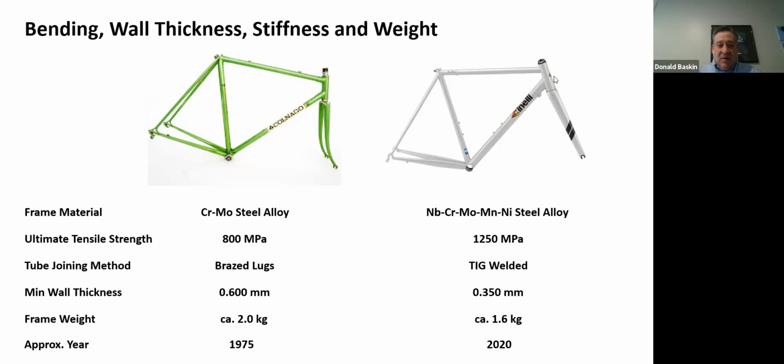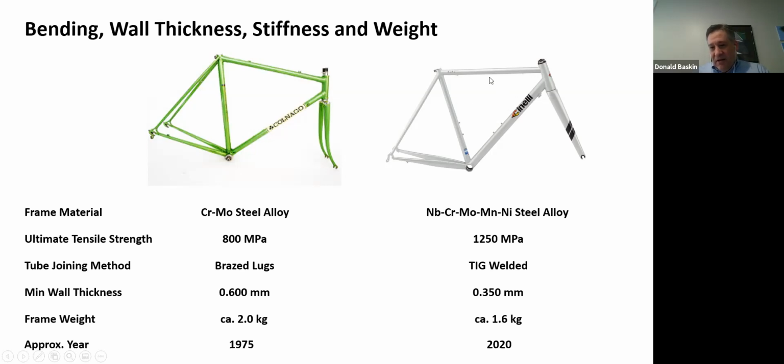Right. Okay. The thinnest section, the thinnest wall thickness of this frame is right about here in the middle of this tube called the top tube. And the wall thickness here is about 600 microns, or 0.6 millimeters. This frame, with the fork, weighs about 2 kilograms. Okay? 2 kilograms, 1975 technology.